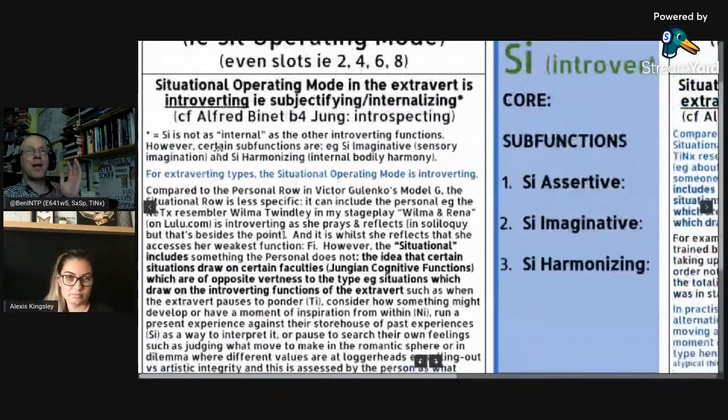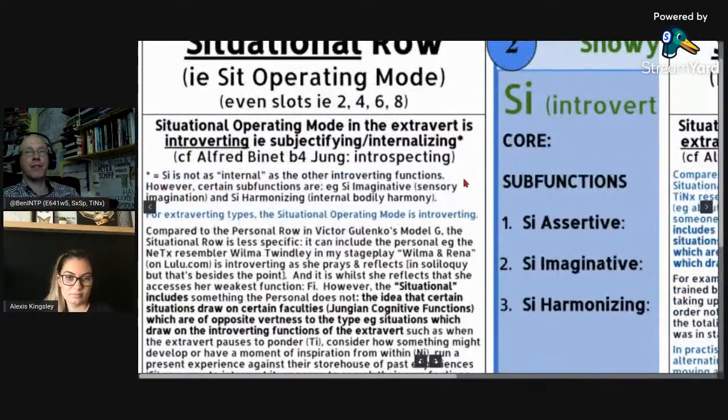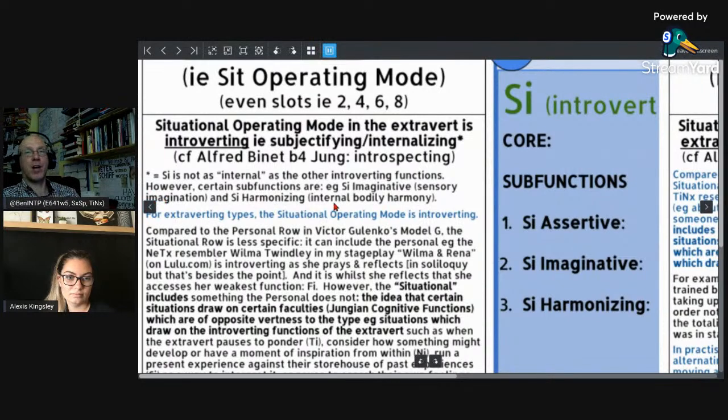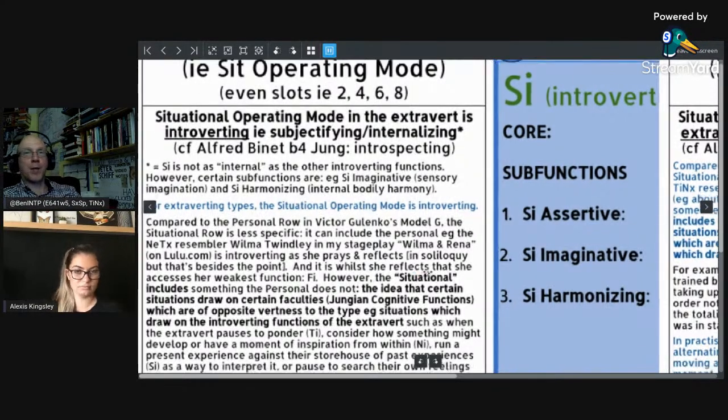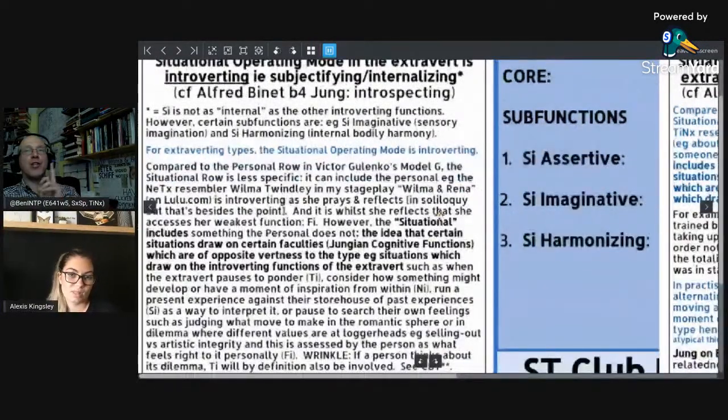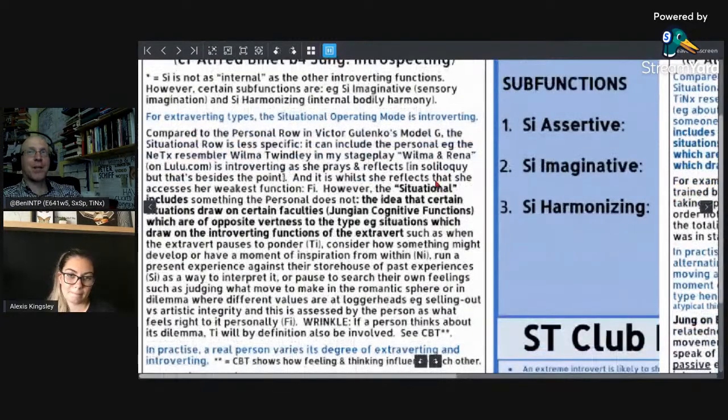SI is not as internal as the other introverting functions. However, certain subfunctions are, e.g. SI imaginative, sensory imagination, and SI harmonizing, internal bodily harmony. For extroverting types, the situational operating mode is introverting because their default is extroverting. Now here we go.